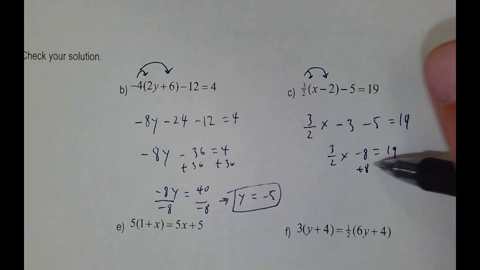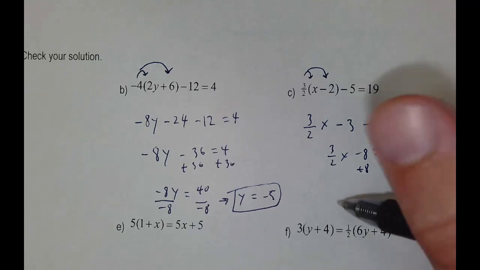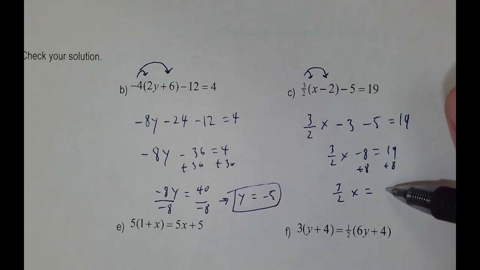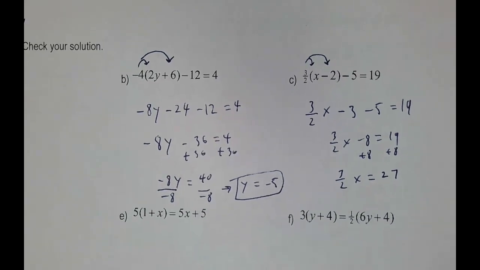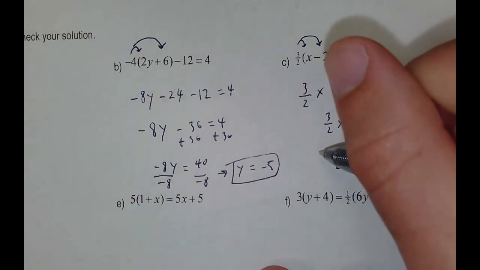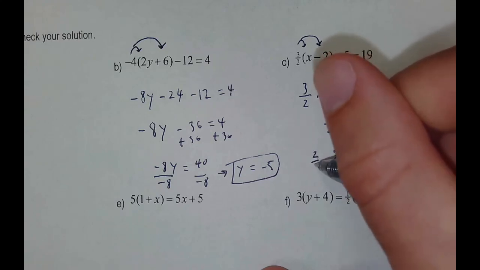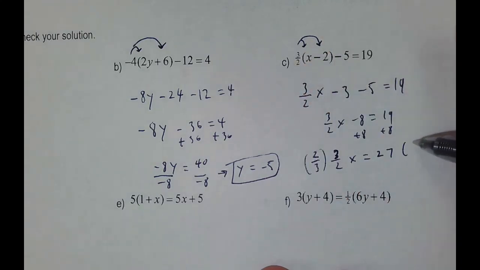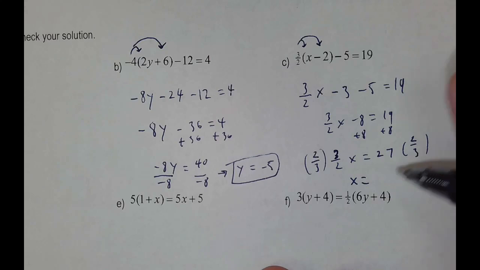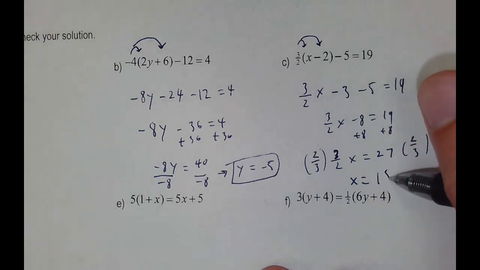We'll add the 8 both sides. So we'll have 3 halves x equals 27. Then to get rid of that 3 halves, we can multiply by 2 thirds to both sides, 2 thirds to the left, 2 thirds on the right. Now we have x equals, well, 27 divided by 3 is 9, 9 times 2 is 18.